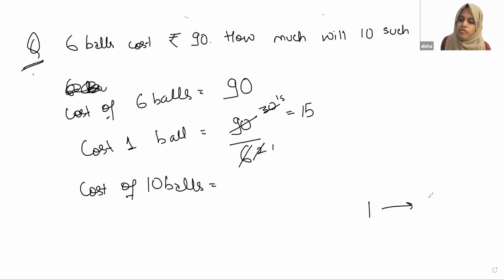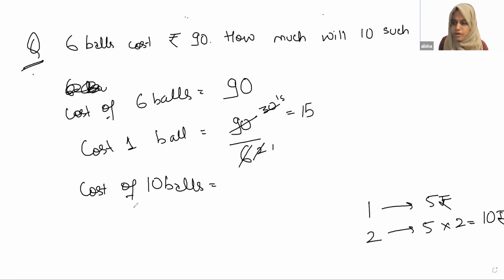One chocolate was for 5 rupees, right? Right, Aisha? Yes, ma'am. Two chocolates for what? You multiplied this 5 with the number of chocolates, 2, and it gave you 10 rupees. Right or wrong? Right, ma'am. So if one ball costs 15 rupees, how much will you pay for 10 balls? What would be the cost of 10 balls? What will you do?